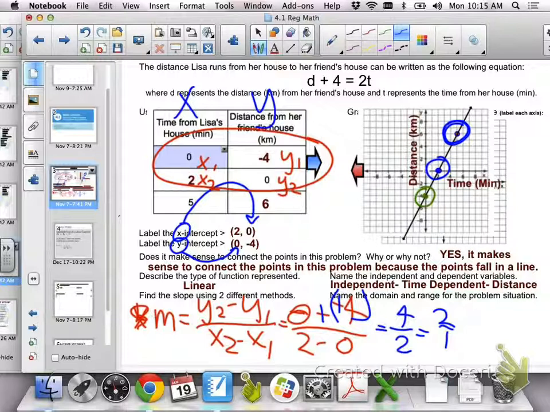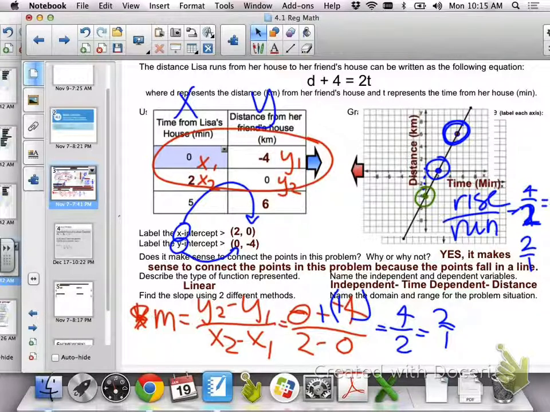That's one way. The second way is using the table. So I pick 2 points. Does it matter what 2 points I pick? It really doesn't. So if I pick these first 2, I have to do rise over run. I'm going to get 1, 2, 3, 4 over 1, 2. 4 over 2, which simplifies to be 2 over 1. If I pick the outside 2, I'll get 6 over 3, which simplifies to be 2 over 1 as well.